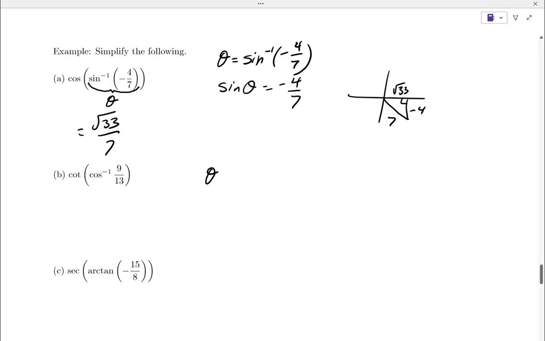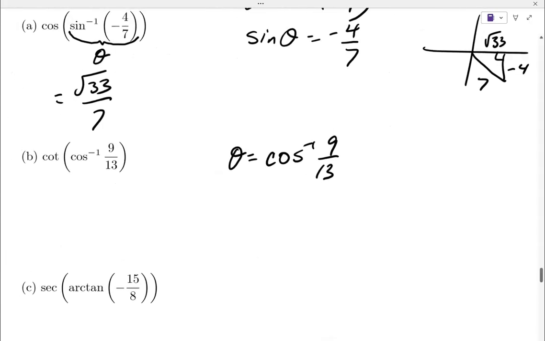Do the same idea. Let's say theta equals inverse cosine of, good grief, 9 over 13. First thing I would do is rewrite the equation so that it looks like a problem we've already done. How would I rewrite that equation? Good. Cosine of theta is 9 over 13. Inverse cosine gives you an angle in which two quadrants? Either quadrant 1 or 2. Good. Am I going to draw my reference triangle in quadrant 1 or quadrant 2? 1, because it is positive, yeah.